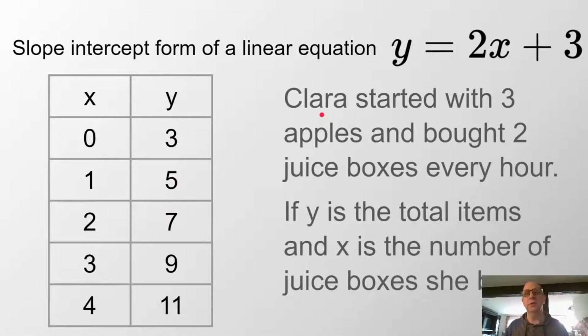The word description would be something like, Clara started with 3 apples and bought 2 juice boxes every hour. X is the hours, Y is the total items. So we start with the intercept and we go up by the slope.